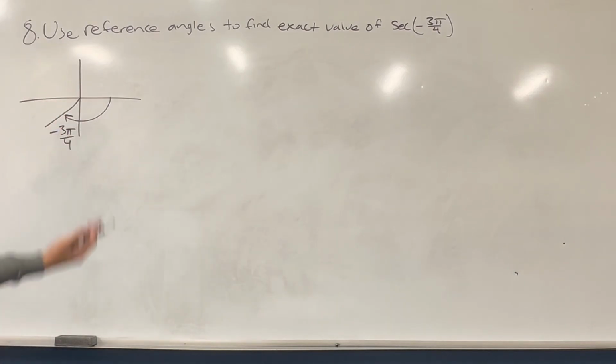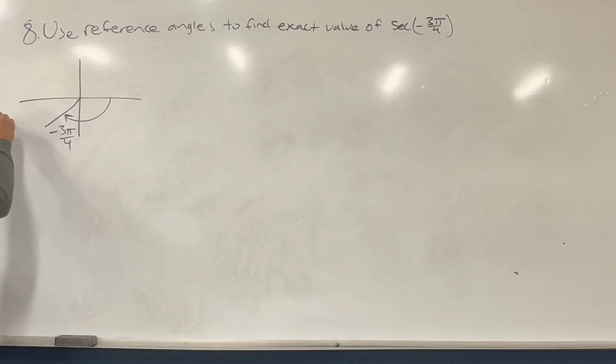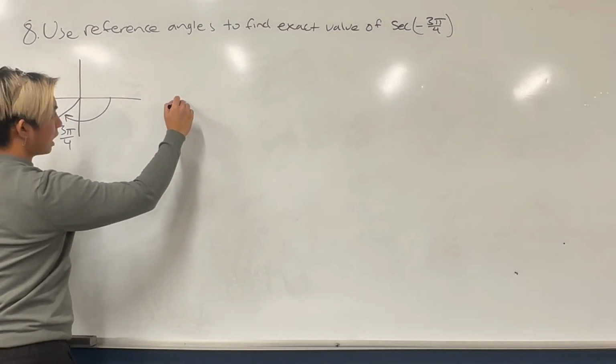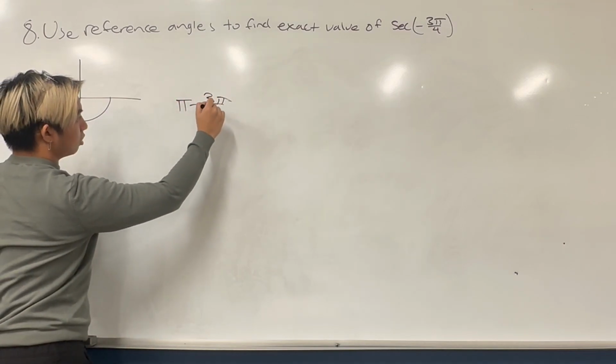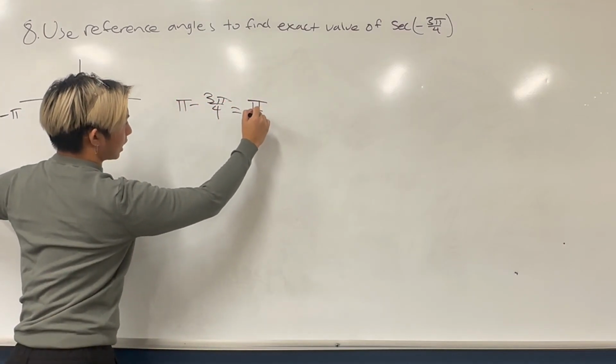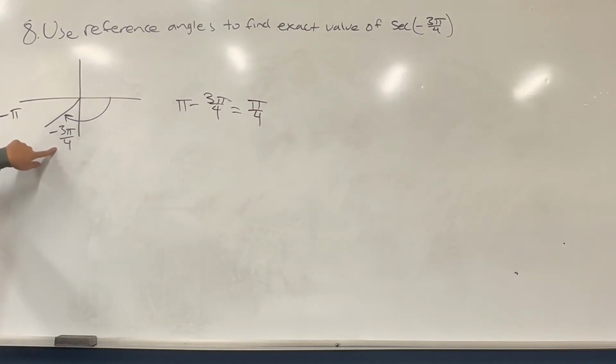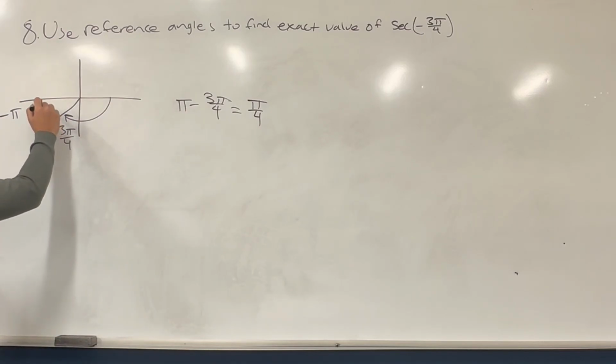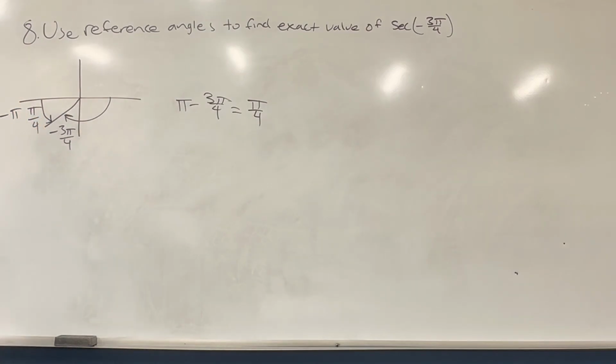And then we're asked to find the reference angle. So how do we find reference angle? Reference angle is from basically our coterminal angle. So our closest x-axis here is negative pi, so I'm just going to do pi minus 3 pi over 4. So I'm left with pi over 4 as the remaining angle between negative 3 pi over 4 and negative pi. So I'm just going to draw a little arrow here and say this is pi over 4.